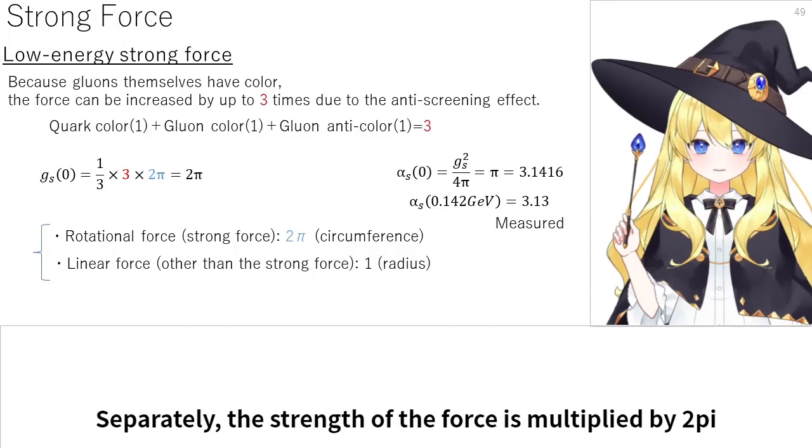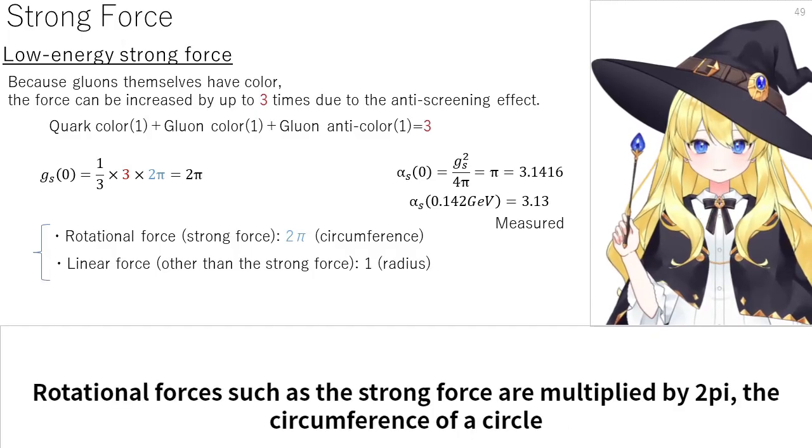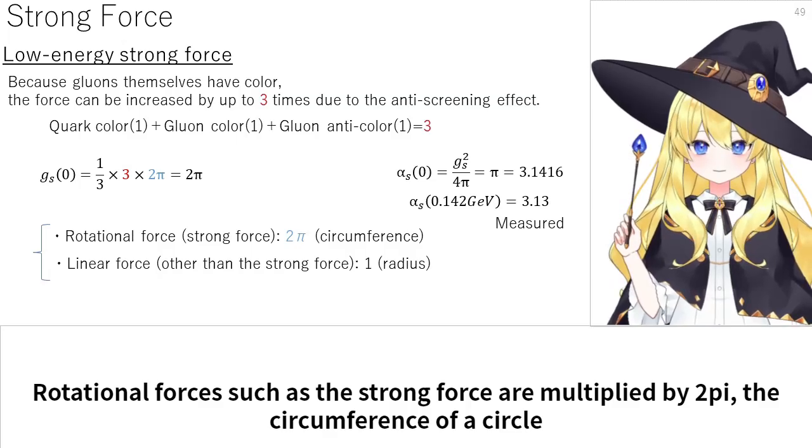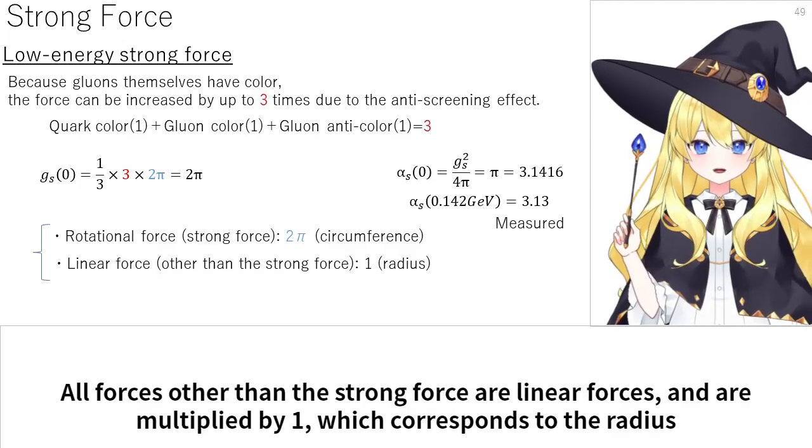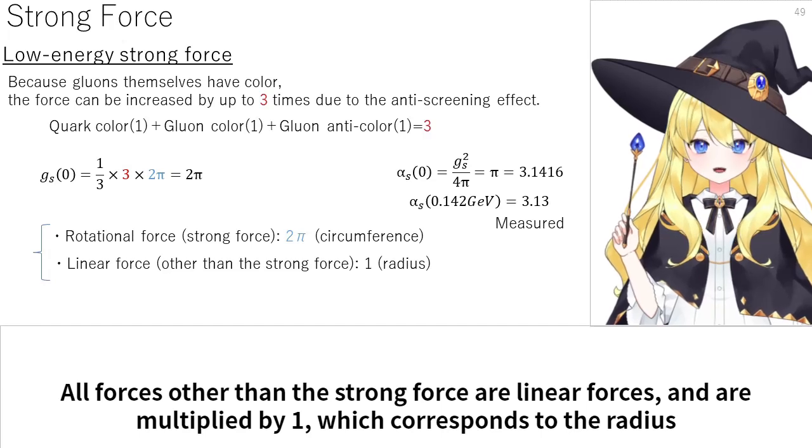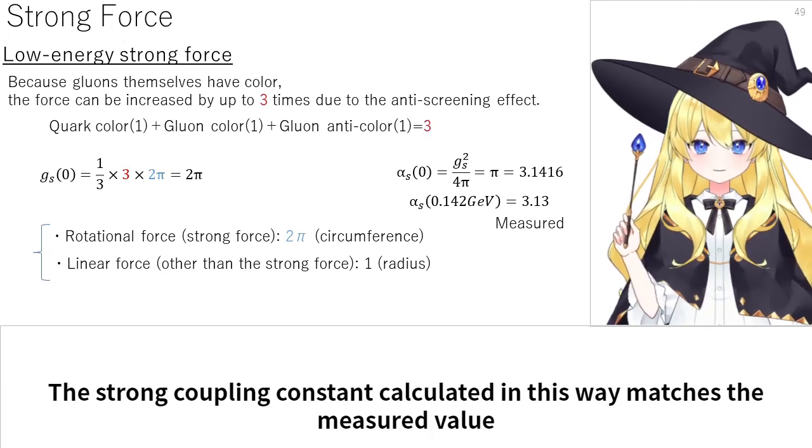Separately, the strength of the force is multiplied by 2 pi. Rotational forces such as the strong force are multiplied by 2 pi, the circumference of a circle. All forces other than the strong force are linear forces, and are multiplied by 1, which corresponds to the radius. The strong coupling constant calculated in this way matches the measured value.